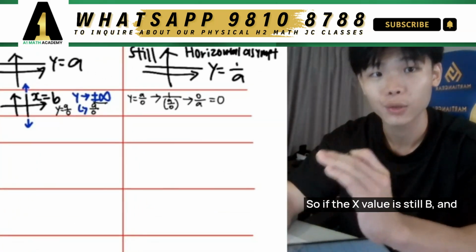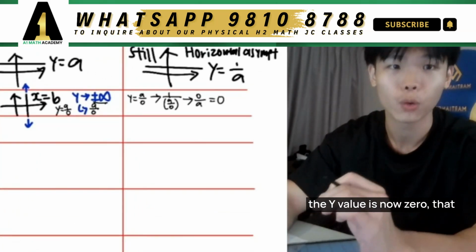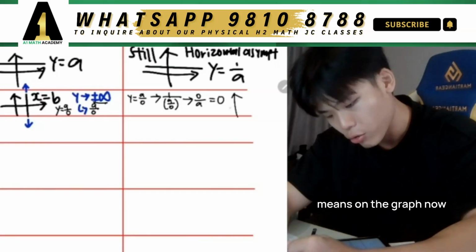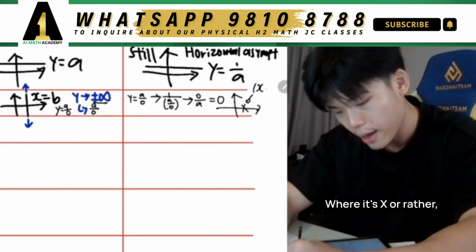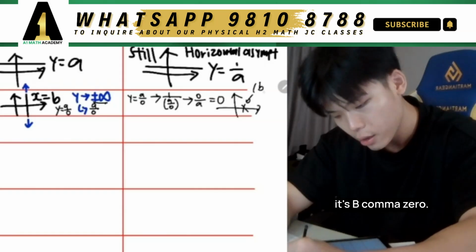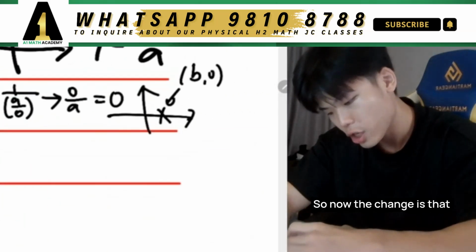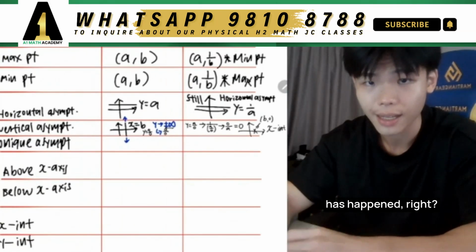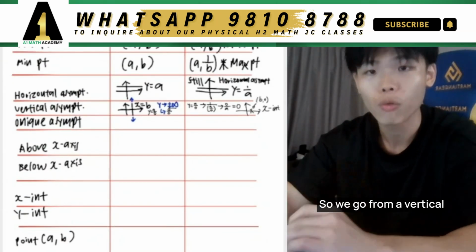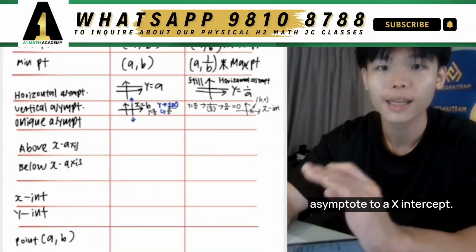So if the x value is still b and the y value is now 0, that means on the graph it becomes an x-intercept, where it's b comma 0. So now the change is that it becomes an x-intercept. That's the change that has happened, right? So we go from a vertical asymptote to an x-intercept.